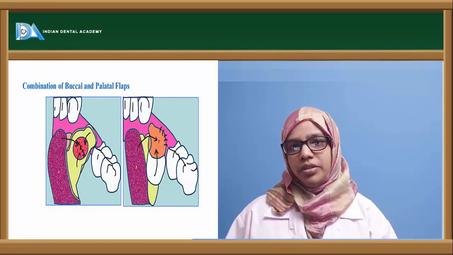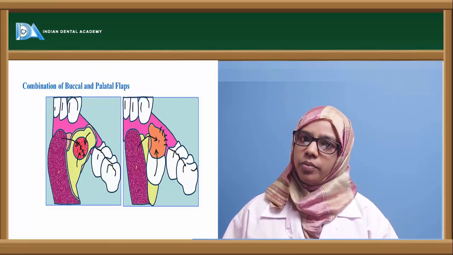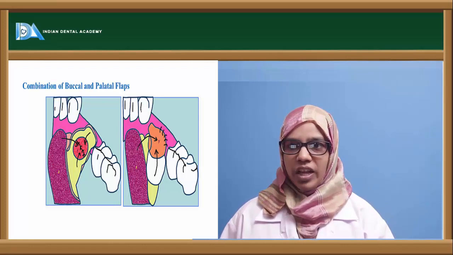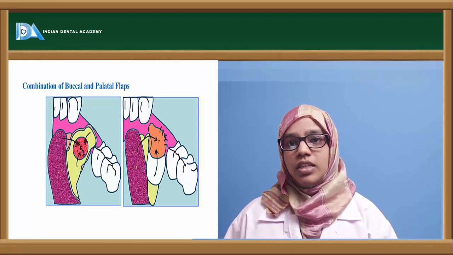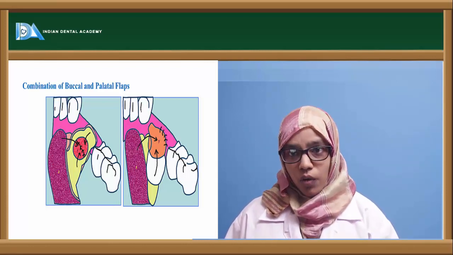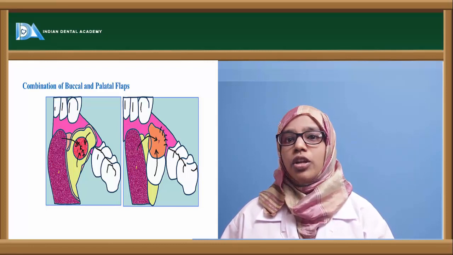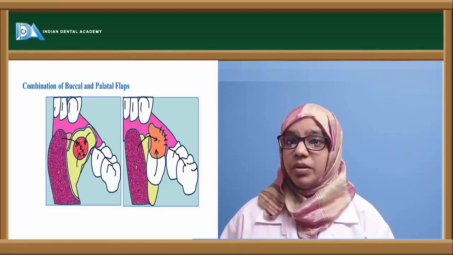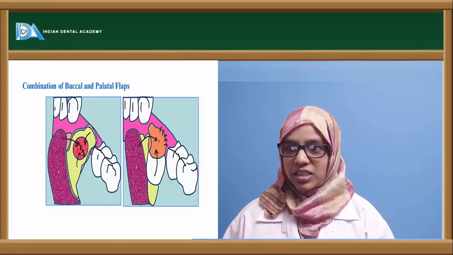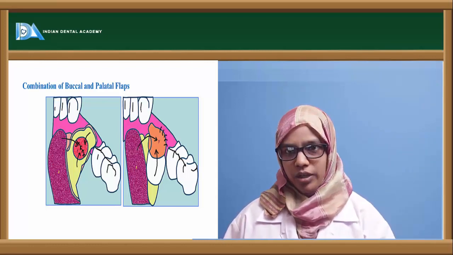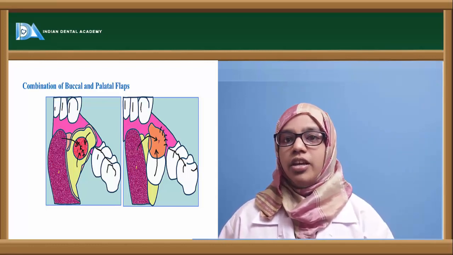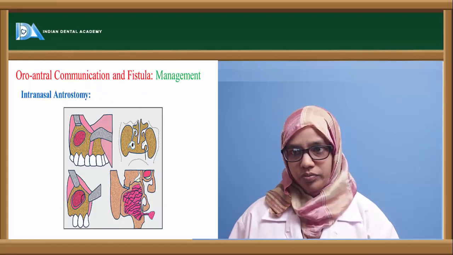Now to overcome the disadvantages of both the buccal as well as the palatal rotation flap, we have a combination of buccal and palatal flap. These are used in case of a larger fistula or in case where a fistula closure attempt has already been made and has failed. So in that case, we try to use both the palatal and buccal flap to close the fistula. It provides a double layer watertight closure.